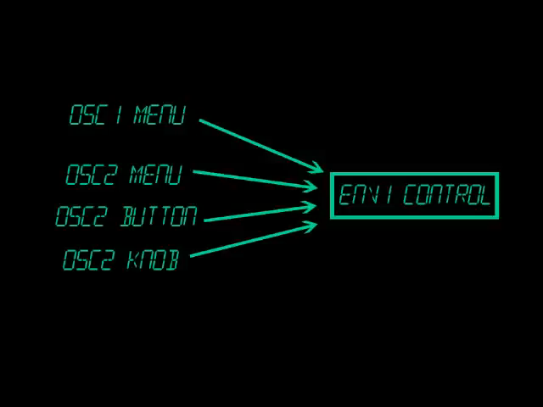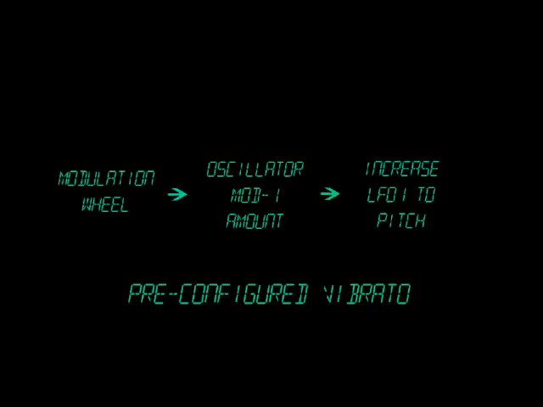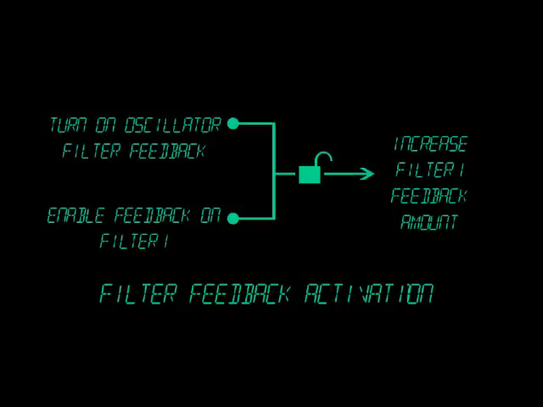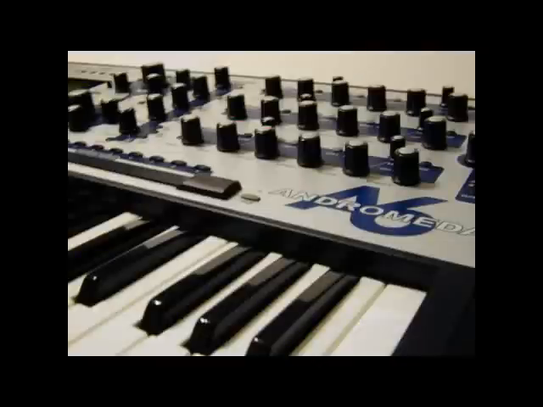Some parameters have more than one way to access them, such as the envelope 1 amount. There are many pre-configured mods, such as vibrato. Once you're aware of them, you won't need to unnecessarily expend an open modulation route to perform the function. Also, some pre-configured mods, such as filter feedback, require more than one condition to be met in order to activate the feature. Don't worry. With some patience, I will help you command vast and otherworldly sounds the Andromeda has to offer.